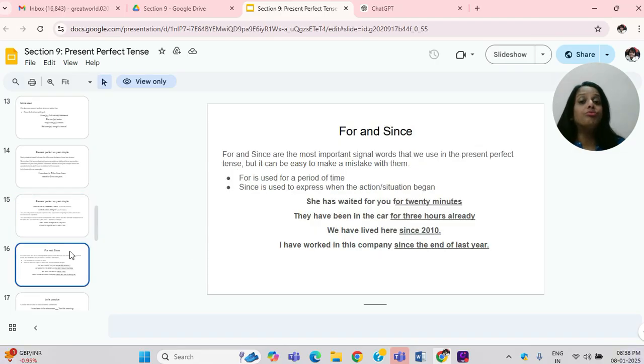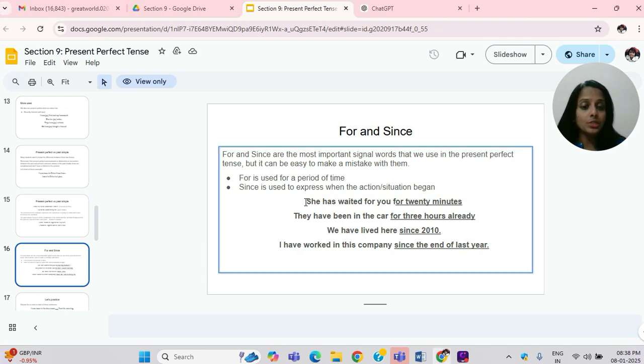Let's see the usage of for and since in present perfect tense. For and since are the most important signal words that we use in the present perfect tense, but it can be easy to make a mistake with them. For we always use it for a period of time. Since is used to express when the action or the situation began.